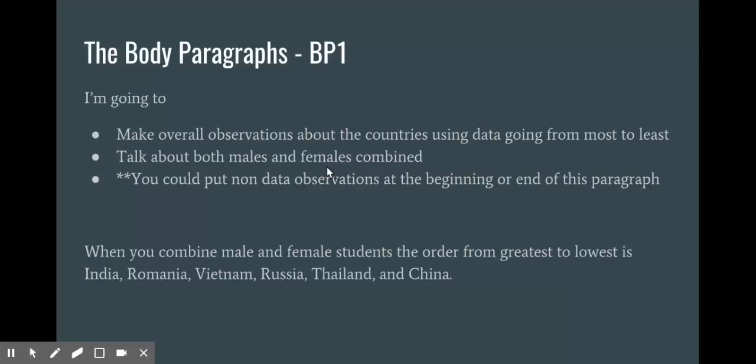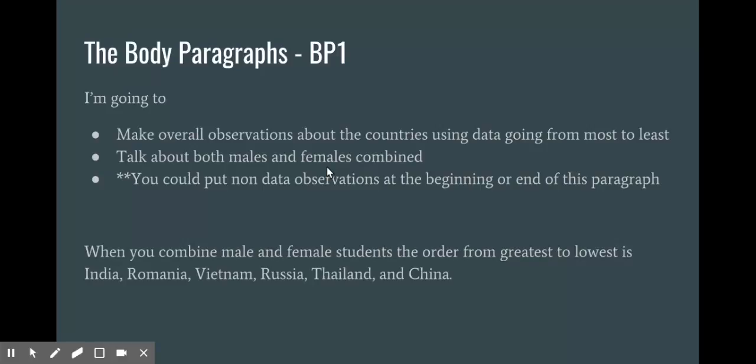So back to what I'm going to be talking about in body paragraph 1. Like I said, I'm going to make overall observations about the countries using the data, using the numbers, and I'm going to talk about the men and the women together, combined. When you combine male and female students in order from greatest to least, it goes like this: India, Romania, Vietnam, Russia, Thailand, and China.